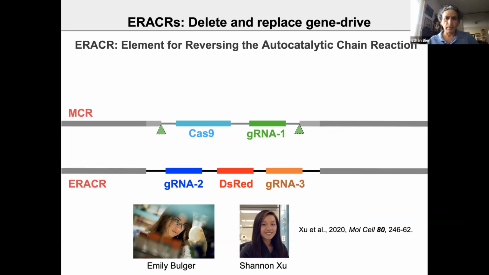And so the way this works is you've got guide RNAs, G2 and G3, but no Cas9. And the eraser is inserted.